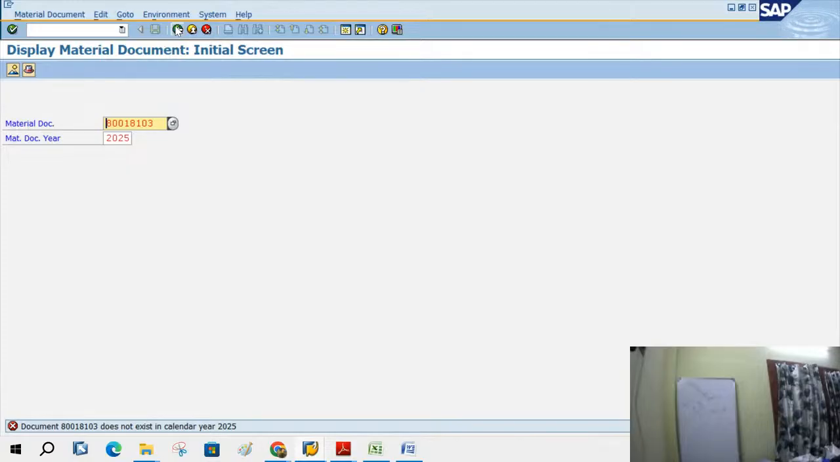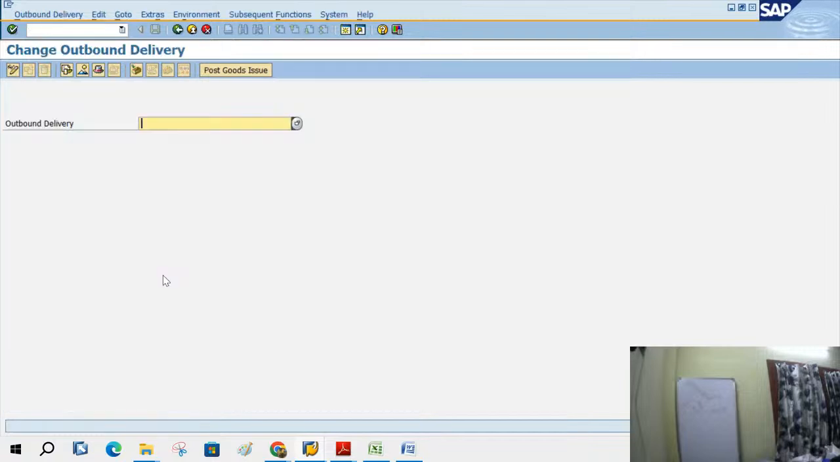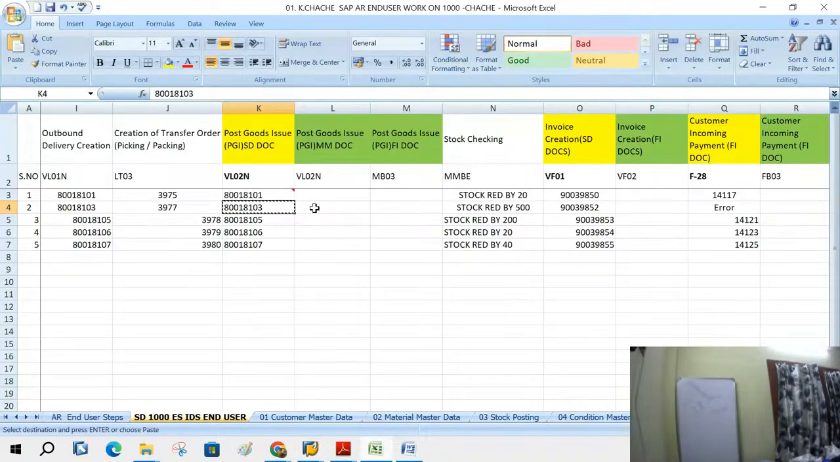So where do I have to go? I have to go to VL02N. How do I take it? All of you have taken it. Razak, you have done 20 cycles, yes or no? 10 cycles. What is the use, man? Now, what is the document number? 50230. 50230 is your goods issue document, yes or no?